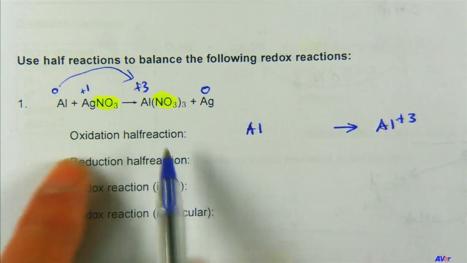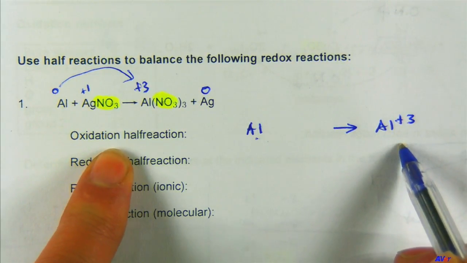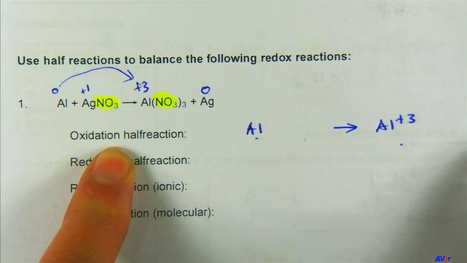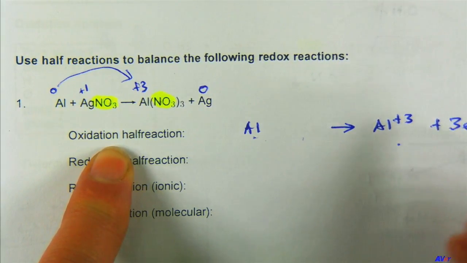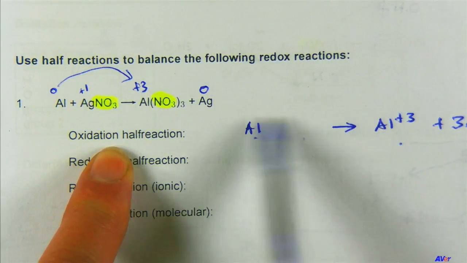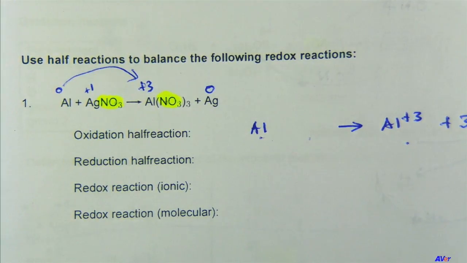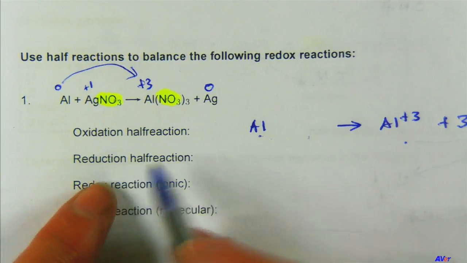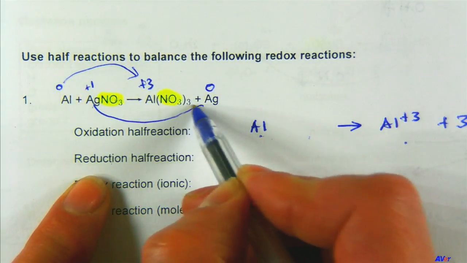So I'm writing the half reaction by saying aluminium goes to Al 3+. Which side should the electrons go, on the left or on the right? On the right-hand side. Why? Because I have conservation of charge. Total charge on the left-hand side must be the same as the total charge on the right-hand side. That's fine. Reduction. Now, if you look at the silver, it's going from +1 to 0.